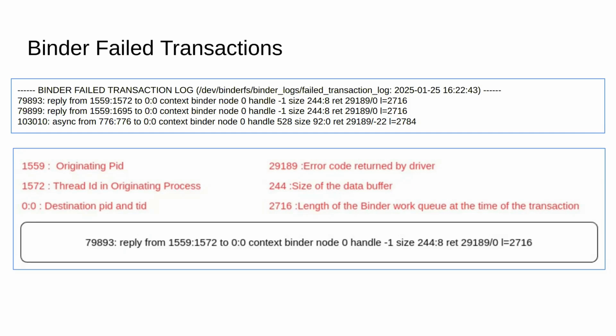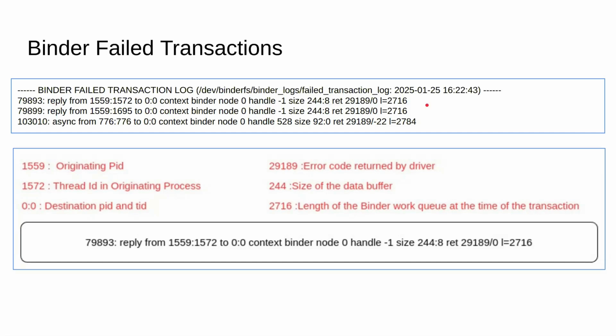And when we look at the bug report, we find that there are a lot of binder transactions which failed, and these binder transactions are actually the reason why the behavior is not as expected. So a bug report typically has what's called a binder failed transaction log, similar to what you see here.